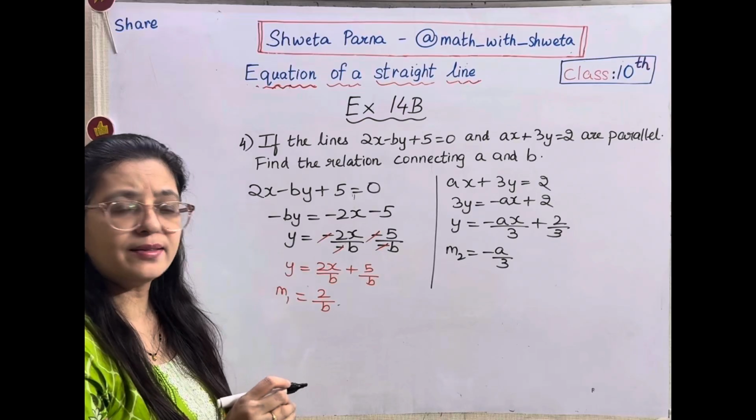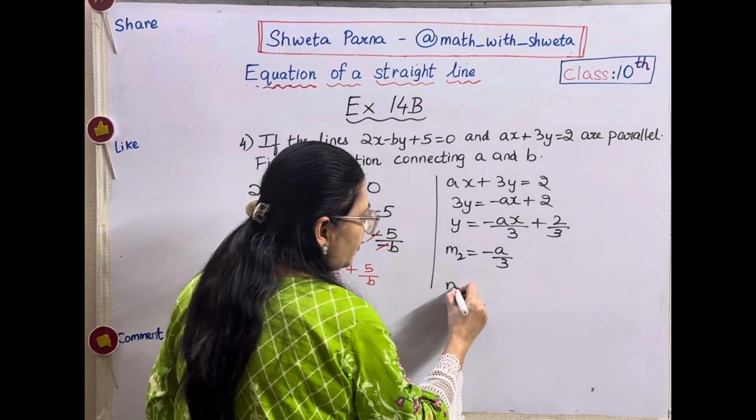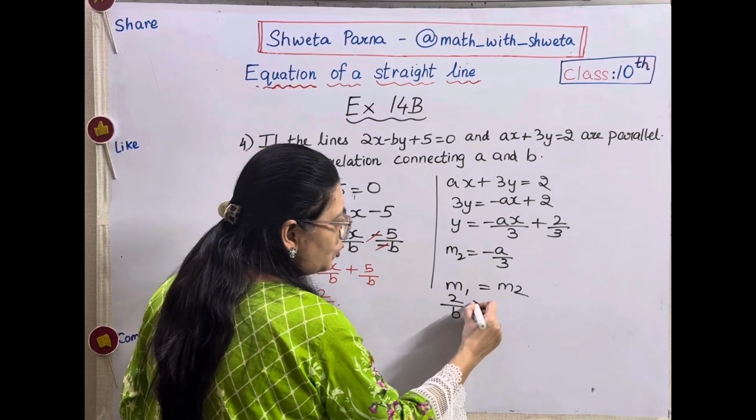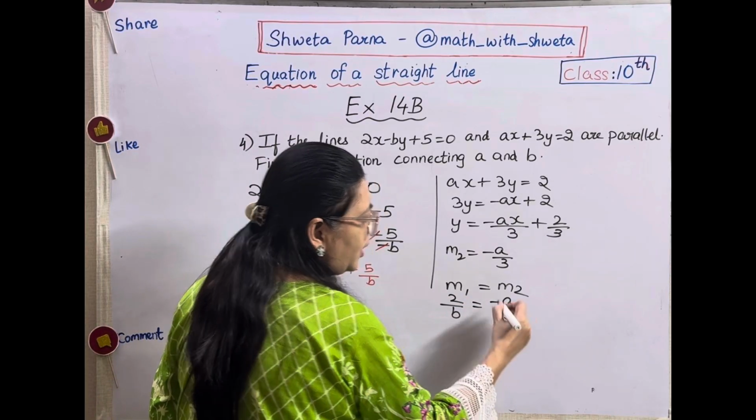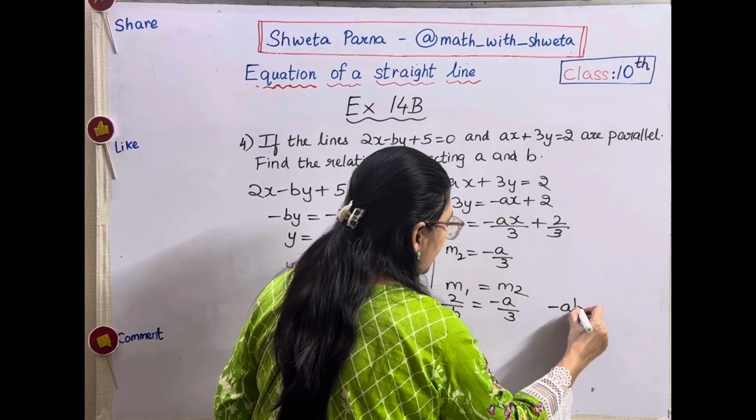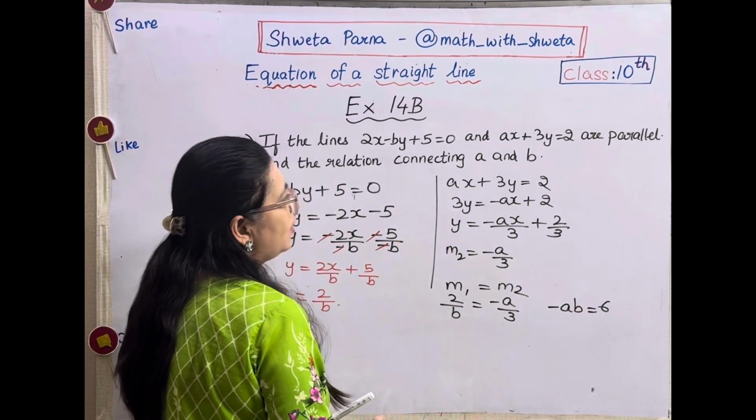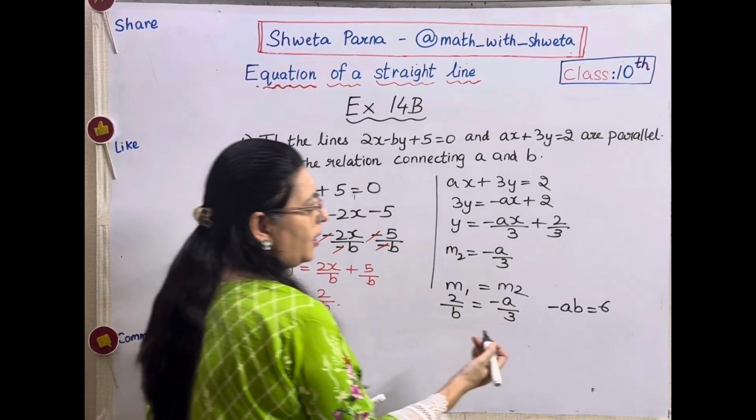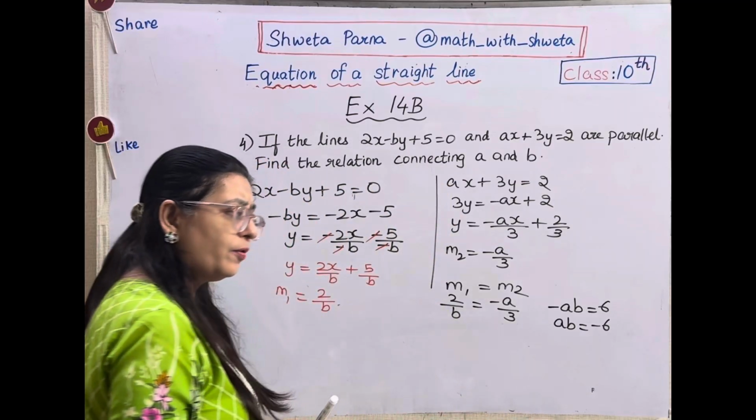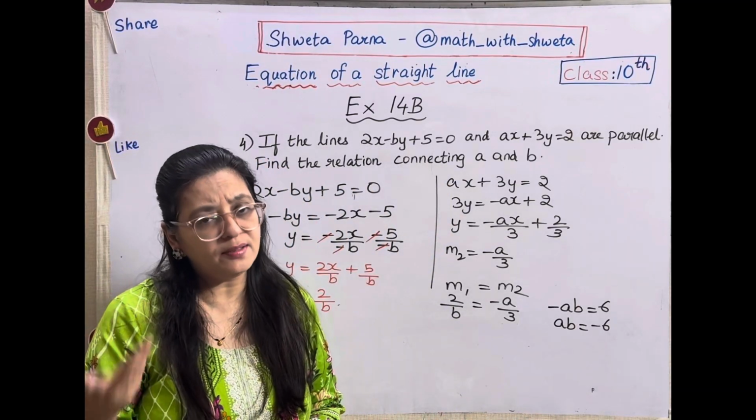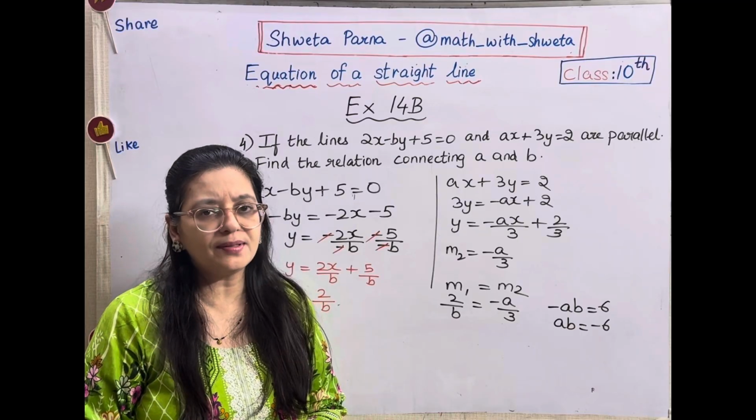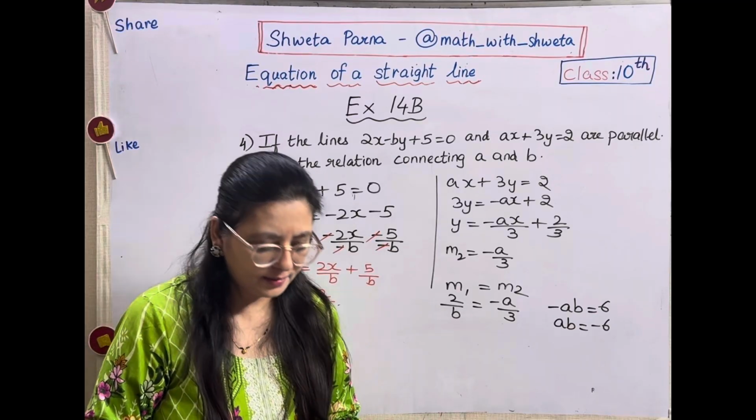Now since both the lines are parallel, that means m1 should be equal to m2. So 2 upon b should be equal to minus a upon 3. Correct? So if you cross multiply, you will get minus ab is equal to 6. What is the relation connecting a and b? The product of these should be minus 6. Or we can write a is equal to minus 6 upon b, or b is equal to minus 6 upon a. I hope it's clear. Let's go to the next one.